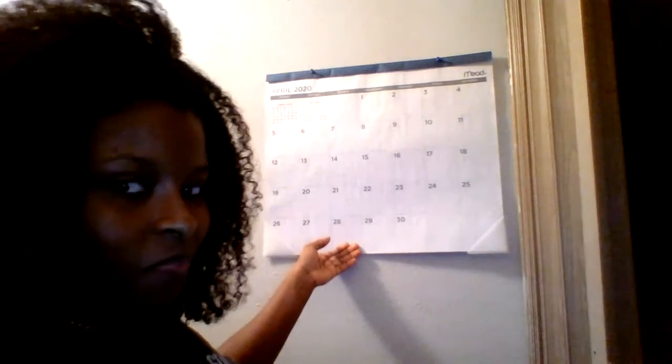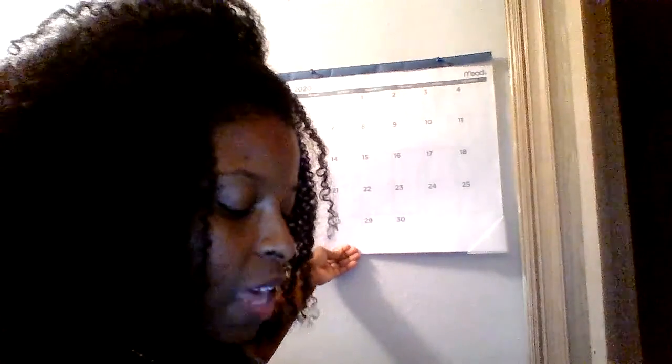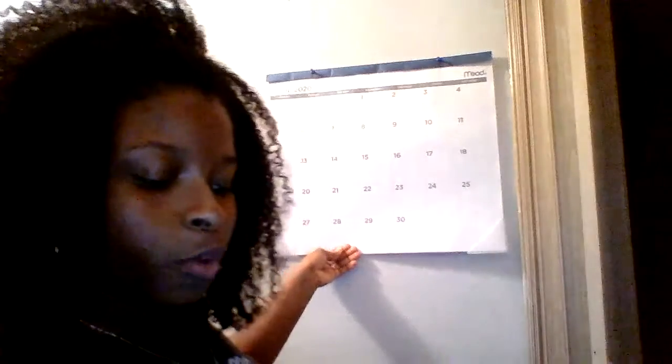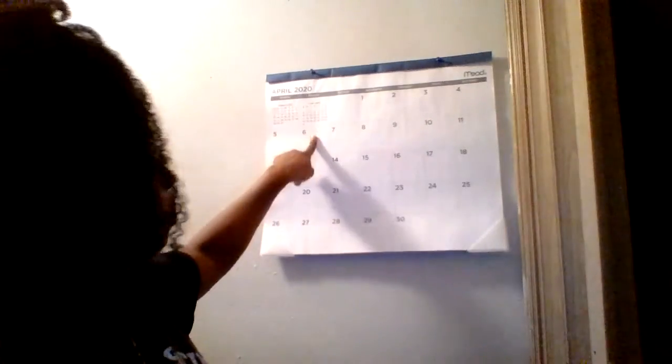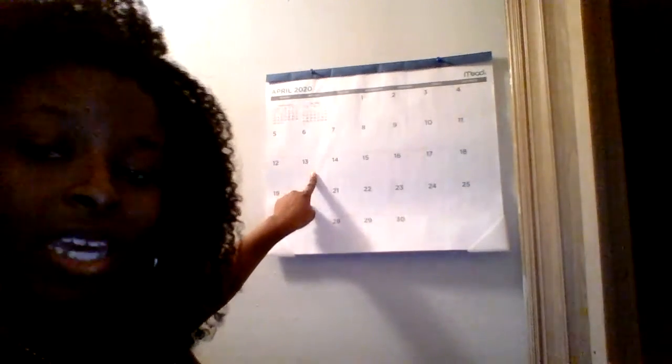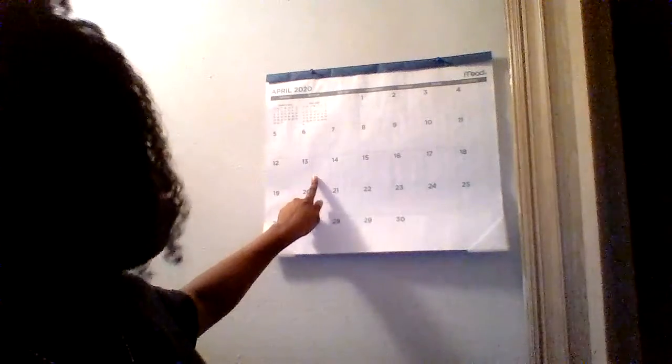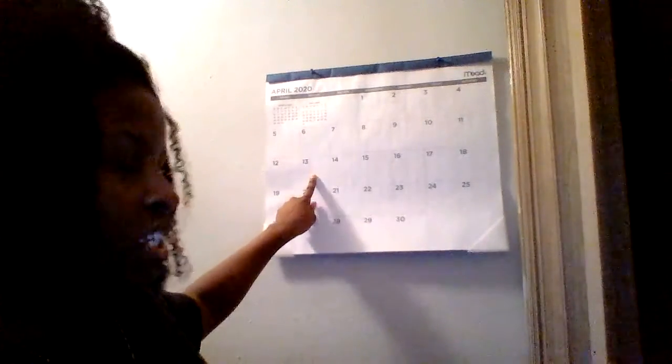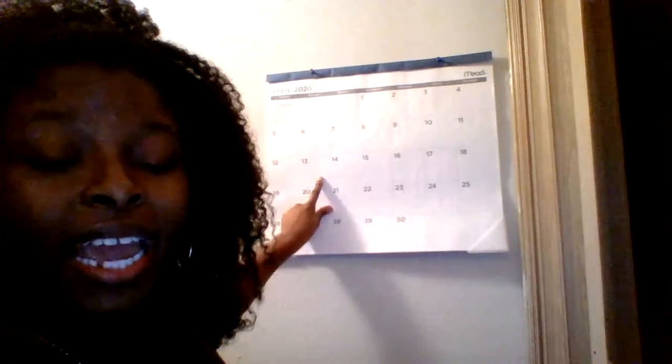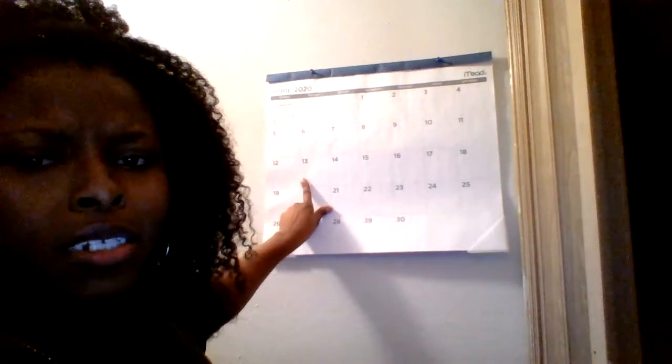Tell me the date. It will be 1 week from today. I need the date now. What will the date be 1 week from today? Exactly. Monday, April 13th, 2020. All right. Very good.